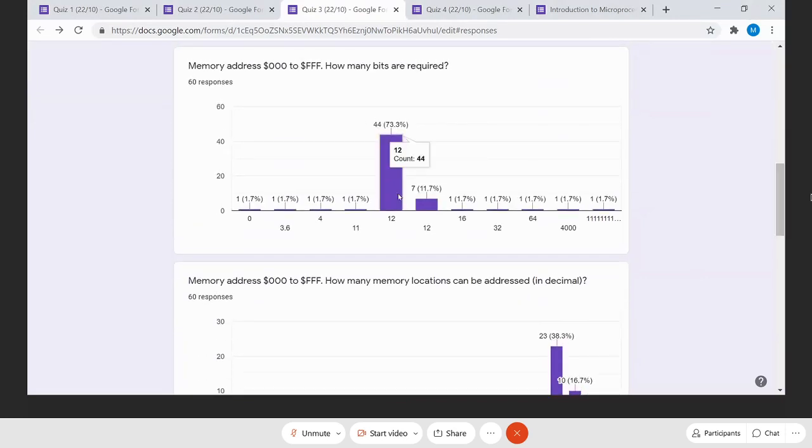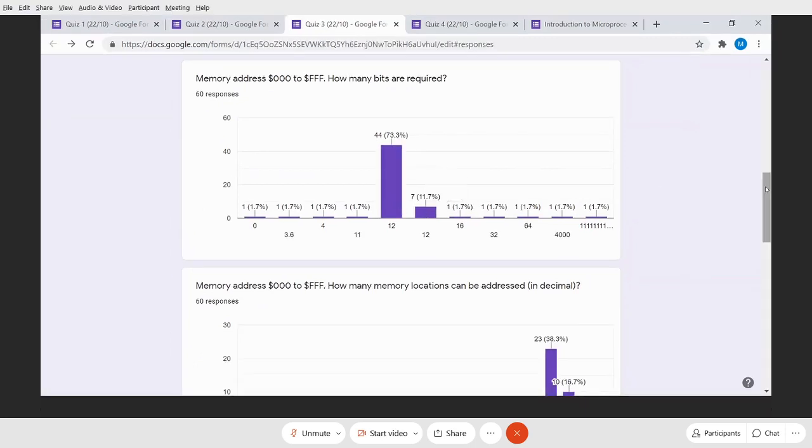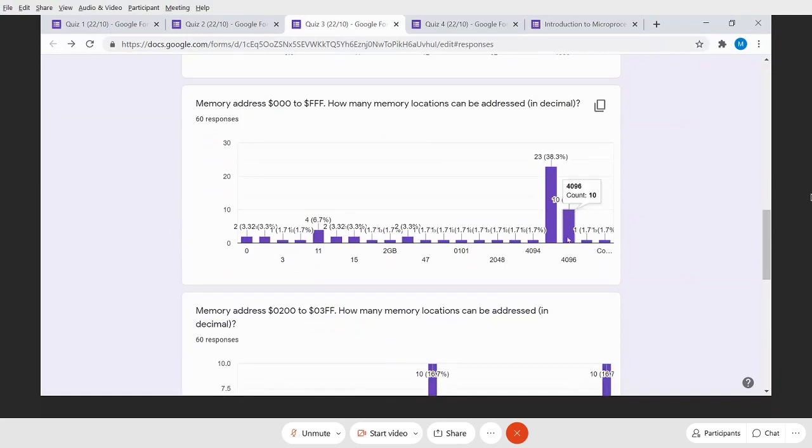Okay, memory address: 12 bits. Very good, correct. That means you guys understand. How many memory locations can be addressed? From it, you have 2 to the power of 12. So your answer should be, 2 to the power of 10 times 4, so 10 means you have 1024 times 4. So 4095.